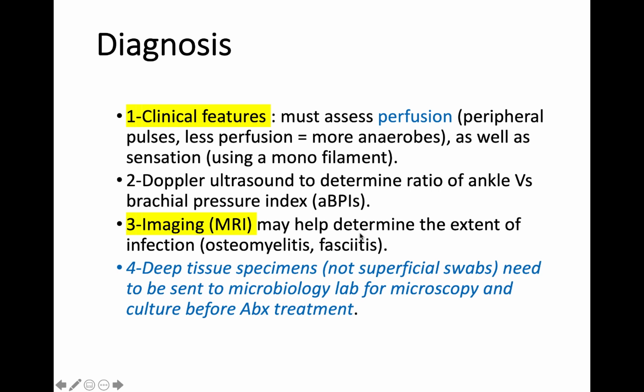Imaging, MRI. What do you want to see here? The extent of infection. If you do an MRI, you want to see if there is osteomyelitis or fasciitis. When we talk about osteomyelitis, this can become a seed for continued infection in the foot. So if the foot ulcers grow and reach the bone, and it enters the bone, osteomyelitis is a much more chronic problem than a soft tissue problem. So this might become much harder to treat.